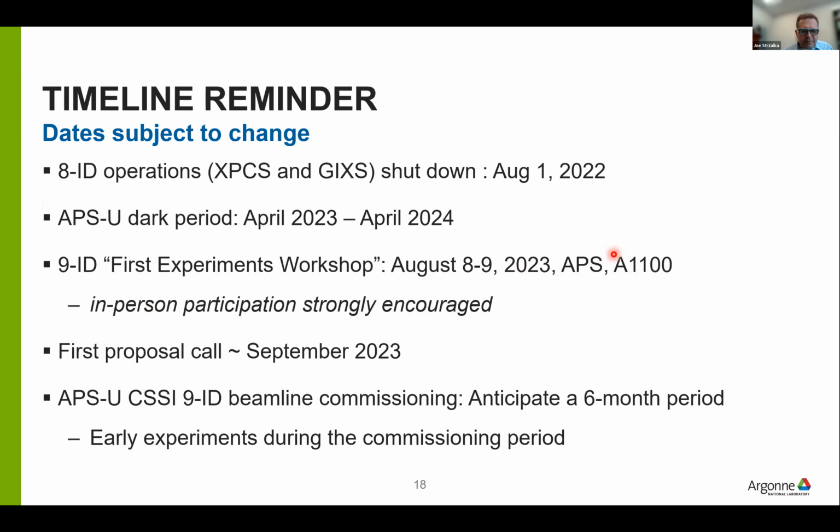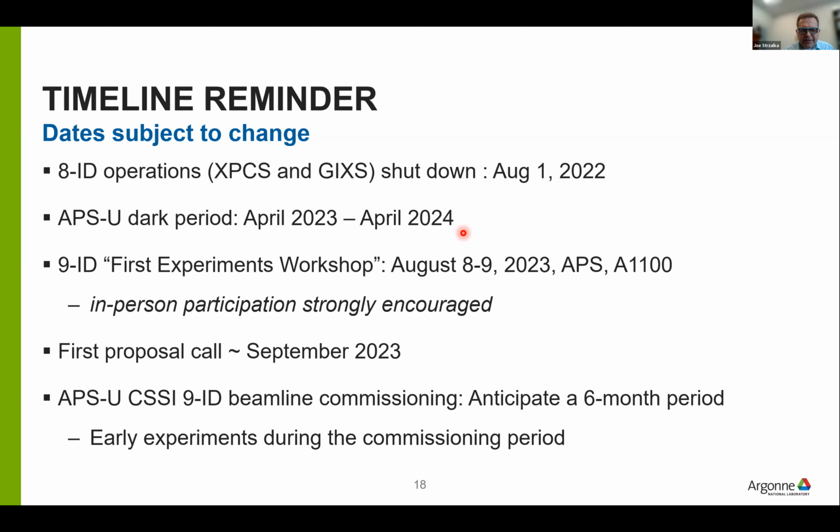Okay, and then I'll be wrapping up. I can point out to you about the timeline. So as you're aware, 8ID operations shut down both 8IDE and I at the end of July. And now we are just entering the dark period for APS-U while the storage ring is being completed. I can point out that the 8IDI hutch, the new 8ID hutches for the XPCS feature beamline are almost in place. And 9ID construction on the new 9ID hutches will be next on the installation schedule.